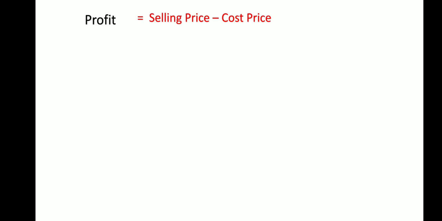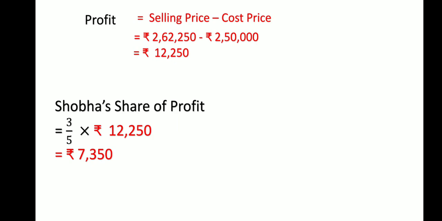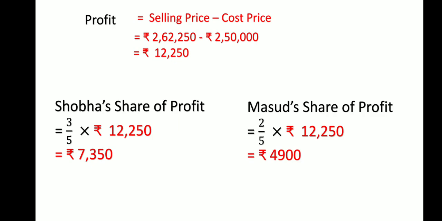So profit is selling price minus cost price. So we know the selling price, cost price. Now we know the profit. So it is distributed in the ratio of 3:2. So 3/5 is Sobha's share and 2/5 is Masood's share. That is how you will distribute the profit.